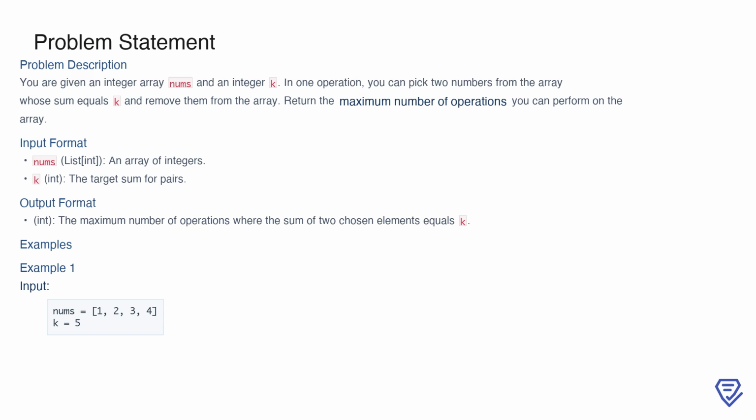For the input format, nums is the list of integers provided, and k is the target sum that pairs must achieve. The output will be a single integer indicating the maximum number of operations where the sum of two chosen elements equals k. To better understand this, let's look at an example.